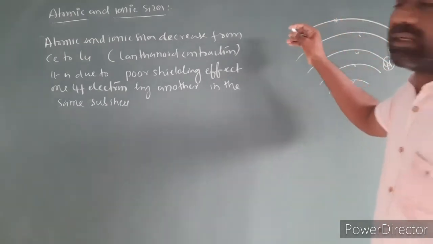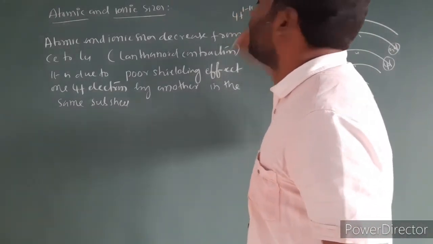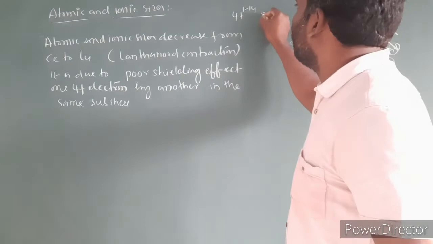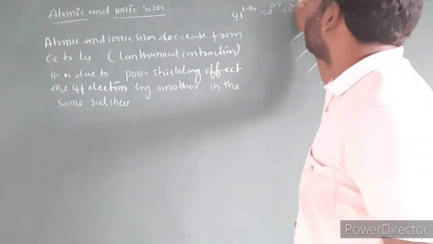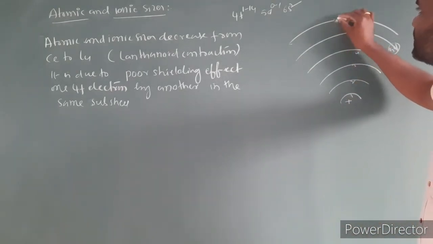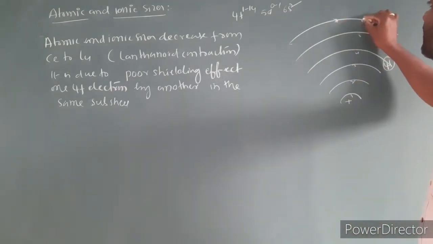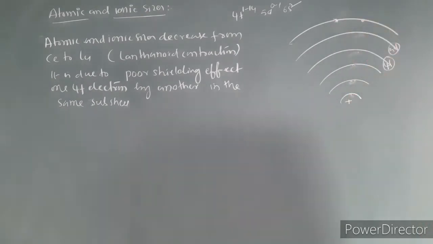They have the general configuration 4f 1 to 14, 5d 0 to 1, 6s2. So in the outermost level there are 2 electrons. Here is 1 electron, and here is another electron.